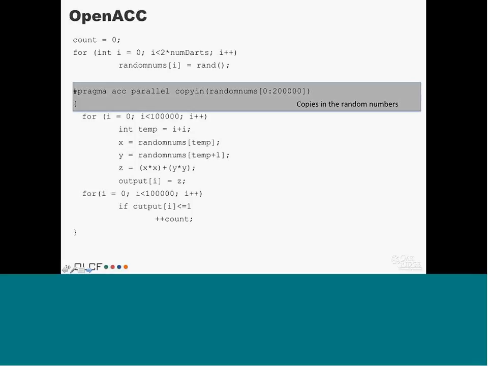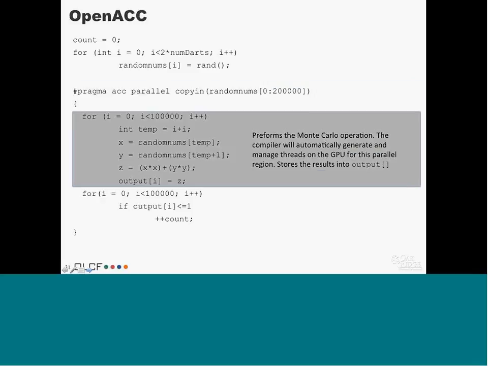Next, pragma acc data region. It's very simple, straightforward. And we want to take this whole array of 200,000 random numbers and copy it to the accelerator. This is the actual part that performs the Monte Carlo operation. This loop is going to be broken up by the compiler. Each iteration will be executed in parallel with all the others. And so it'll launch that as its own kernel to perform the Monte Carlo operation.